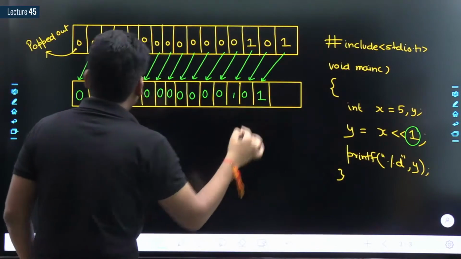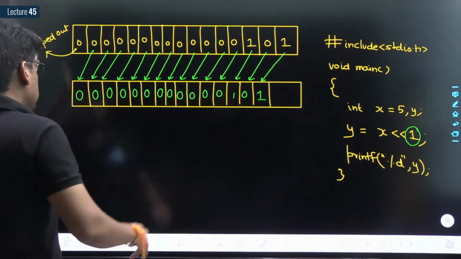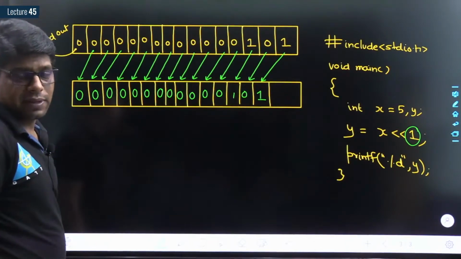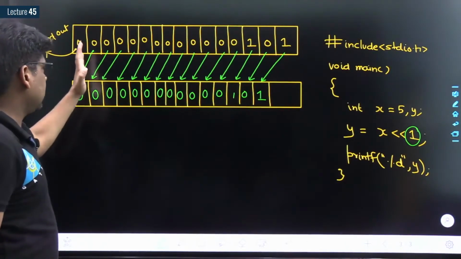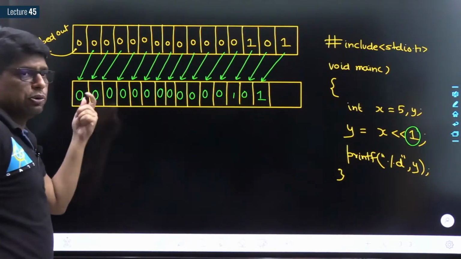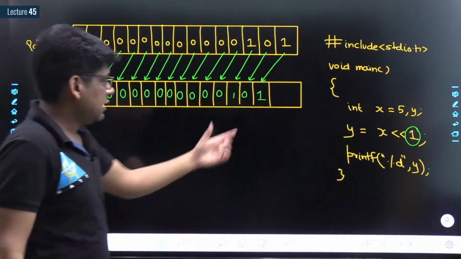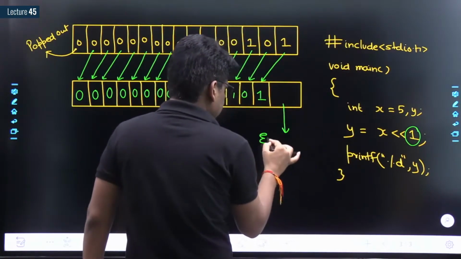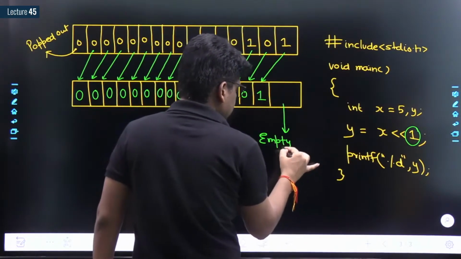0 1 0 1. One bit, that is the leftmost bit, goes out or will be popped out, and the remaining bits are shifted by one position. If it is so, we get an empty space.